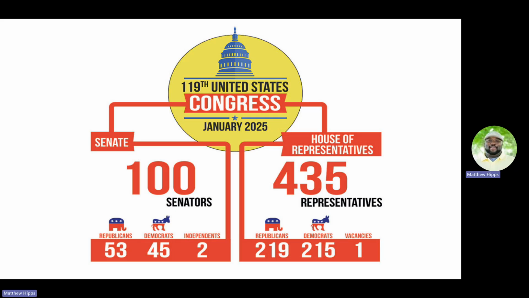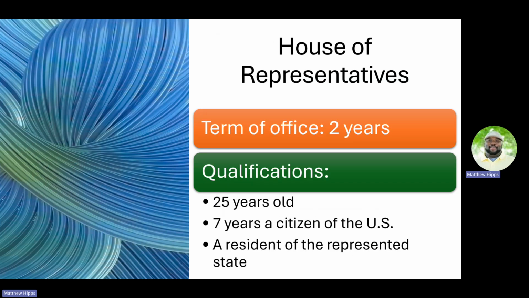So let's start off by talking about the House of Representatives. This is the chamber that is based on proportional representation, or as population increases, the number of representatives increase. They currently serve 2-year terms of office, and the qualifications are that you have to be at least 25 years old, a citizen of the United States for 7 years.